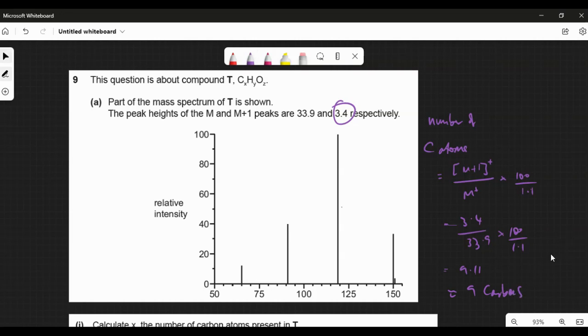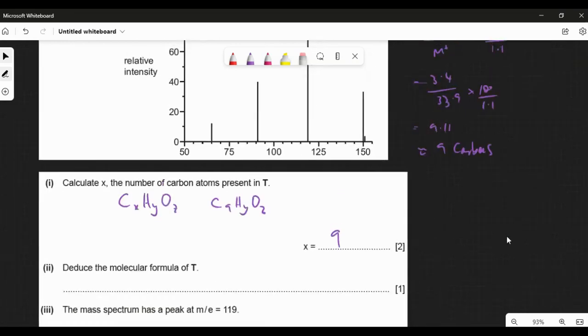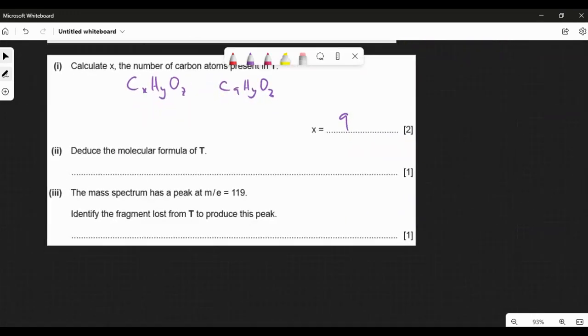Okay, so we've done the first bit. Not too bad. X, the number of carbons, is 9. We're told it's CxHyOz, so now we know it's C9HyOz. We've got to find the molecular formula now. Going back up, if you look at this diagram here, this one is the M peak, and this little one is the N plus 1 peak, caused by the carbon 13s. So the molecule therefore has a mass of 150.